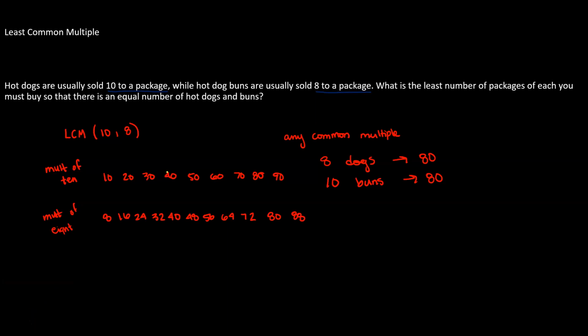If we look at our list of multiples, there are a couple of numbers that show up in both lists. For example, I see 40, and I also see 80. So 80 is a common multiple, but it's not the smallest. 40 is a common multiple, and it is the smallest. So this is the answer that we might like best because we only have to buy 40 hot dogs and buns for our party rather than 80. So this is an application of least common multiples.